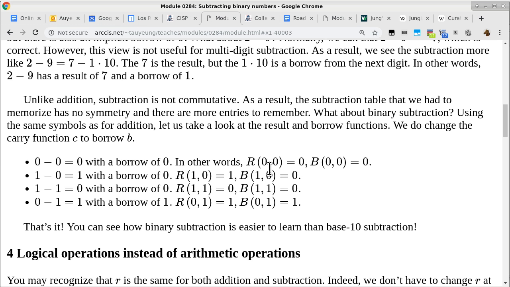Is that okay? 1 minus 0 is 1 with a borrow of 0. Would you buy that? Are you sure this is base 2? Okay. 1 minus 1 is a 0 without a borrow. Okay? This is the only one that is strange. 0 minus 1 results in a 1 and a borrow of 1.